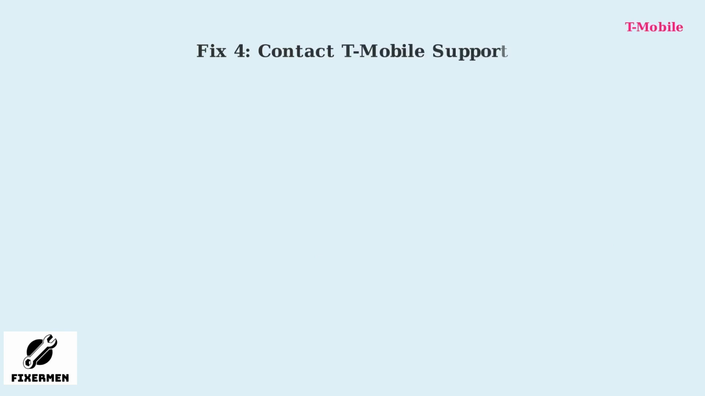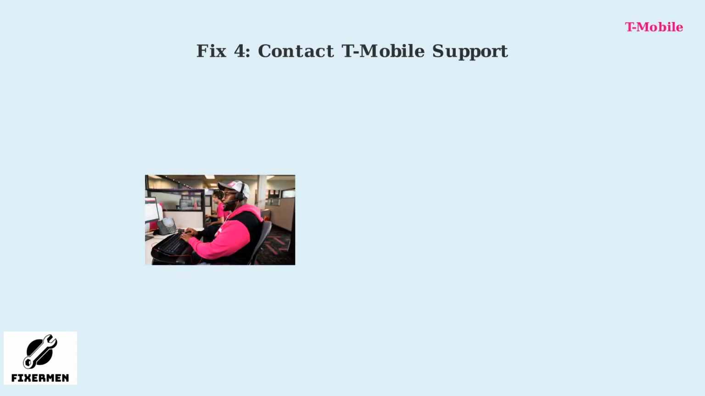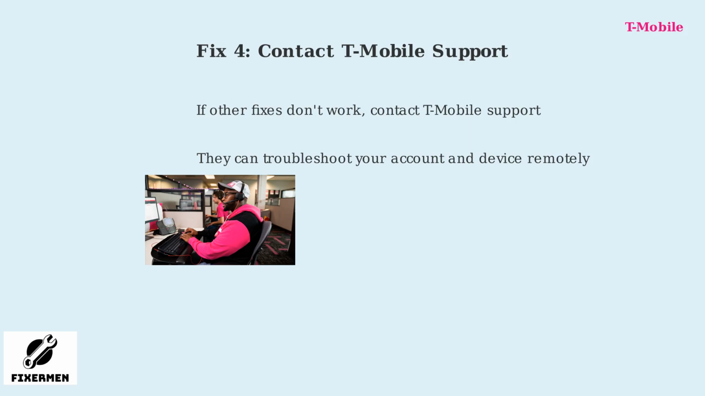If the previous fixes don't resolve the issue, contact T-Mobile support for further assistance. Their technical support team can troubleshoot your account and device remotely to identify the root cause. In some cases, they may recommend swapping your SIM card if it's causing the display problem. A factory reset should only be used as a last resort after trying all other troubleshooting steps.